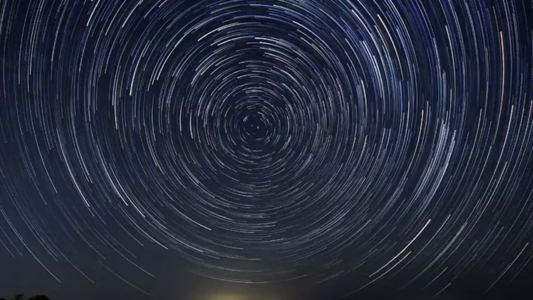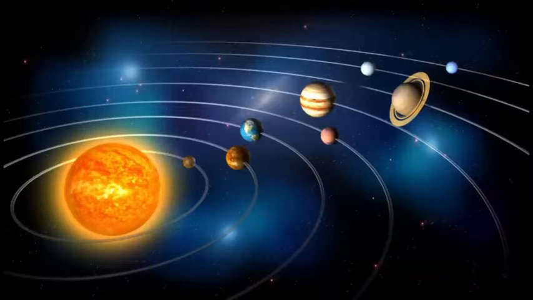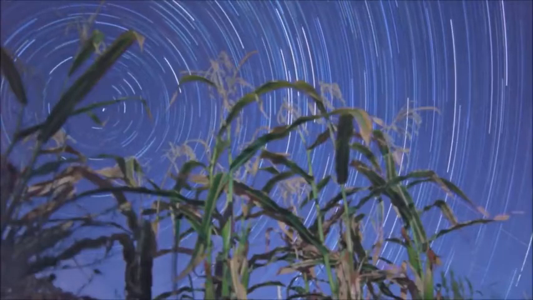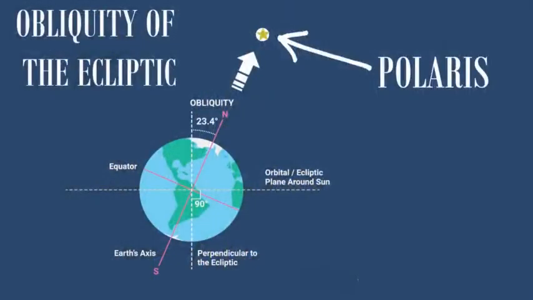The reason Polaris does not appear to move, they say, is because Polaris lies nearly in direct line with the Earth's rotational axis above the North Pole, the North Celestial Pole. Polaris stands almost motionless in the sky, and all the stars of the northern sky appear to rotate around it. Remember, everything in their model is moving at incomprehensible speeds. But we can see with our own eyes that Polaris remains fixed. If they did not invent the axial tilt, or what is known as the obliquity of the ecliptic, then they would have no way to justify this in their fairyland model of orbiting planets.